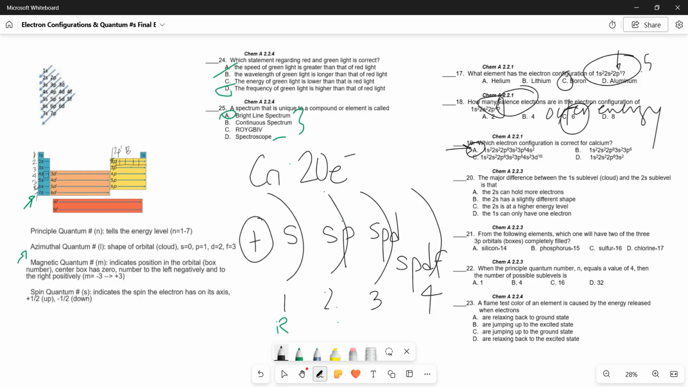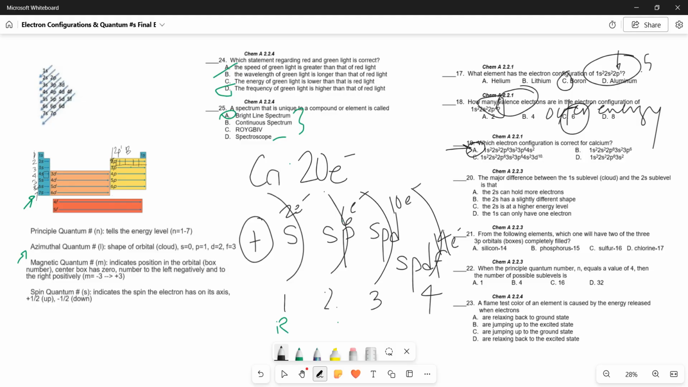If we look at this, the S can hold 2 electrons max. P can hold 6 electrons max. D can hold 10 electrons max. And F can hold 14 electrons max. So the S's in all 7 levels that the atoms currently fill have the same number of electrons. S holds 2. The 2s has a slightly different shape.